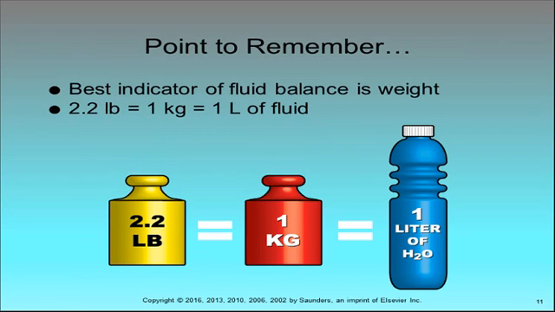In my nice little chart here, remember that your best indicator of fluid balance is weight. 2.2 pounds equals 1 kilogram, or 1 entire liter of fluids. Remember, a bag of IV fluids is 1,000 milliliters, or 1 liter of fluid. So that's a lot of fluid for a patient to have in their system.